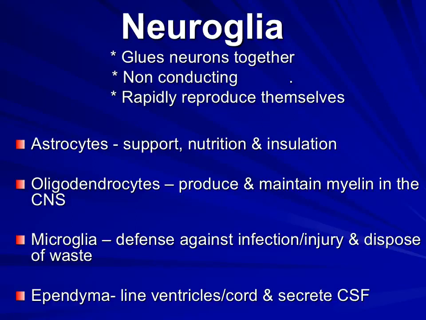An oligodendrocyte plays an important role in the formation and maintenance of myelin within the central nervous system. Microglia defend the nervous system against infection and injury. They can also transport waste away. Now, the ependyma, they line the ventricles and the central canal of the spinal cord, and they secrete cerebrospinal fluid. So these are all very important. Make sure you know them. Make sure you know what their functions are.